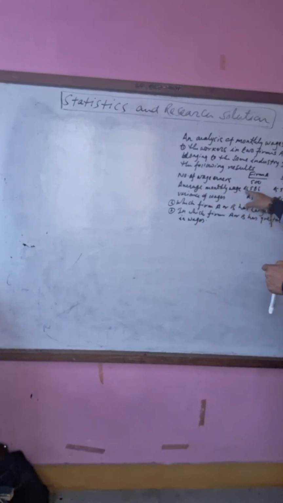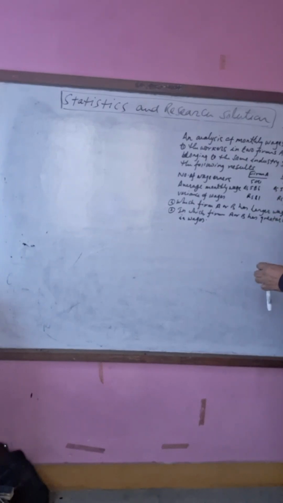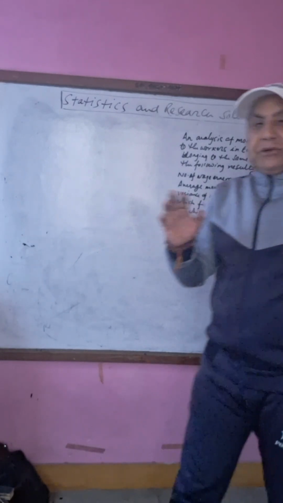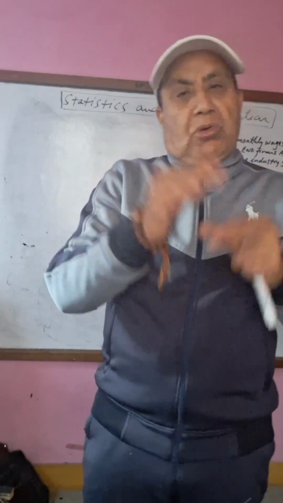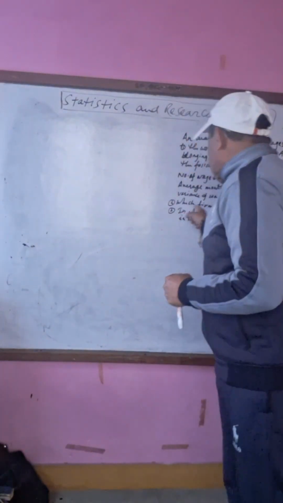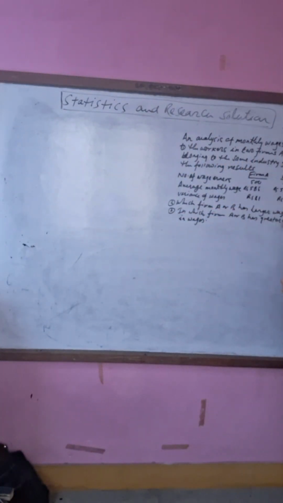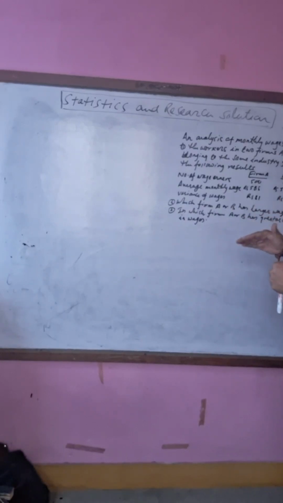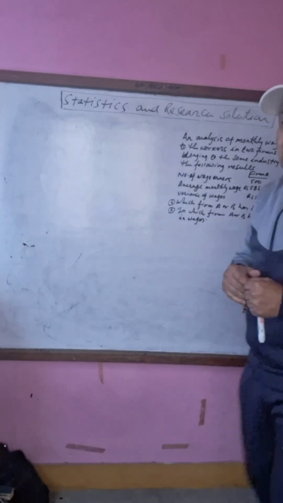Average monthly wage: the mean wage of firm A is given as 586 and the mean wage of the workers working in firm B is given as rupees 575, and the variance of wages is given. Variance of wages means sigma square. If we take the square root, that is standard deviation. Here variance is given, and the question is which firm, A or B, has the larger wage bill?